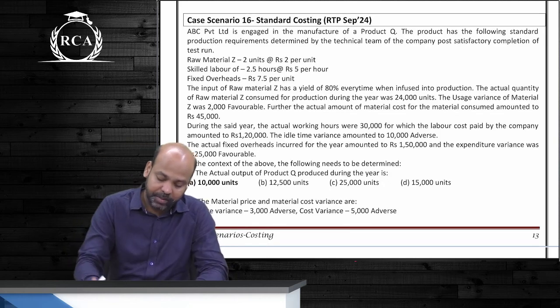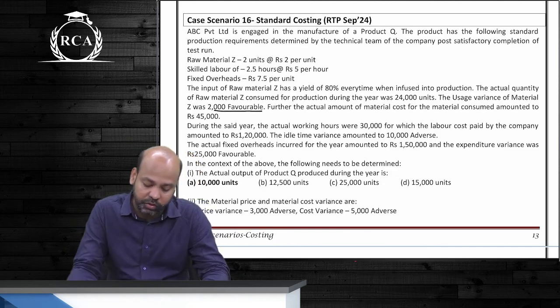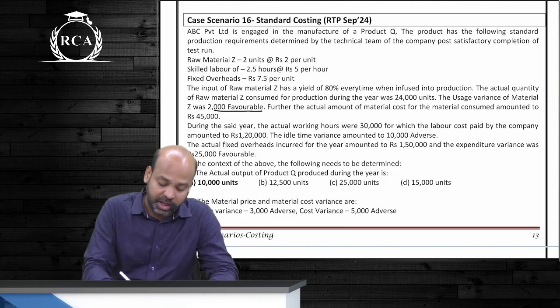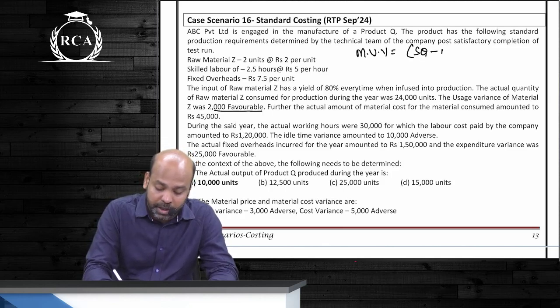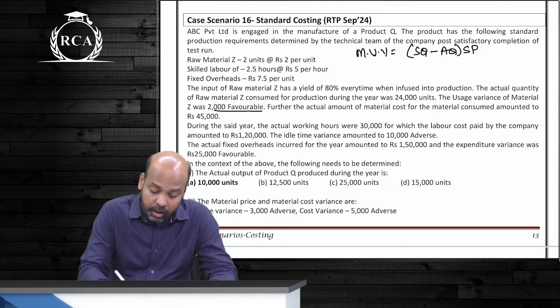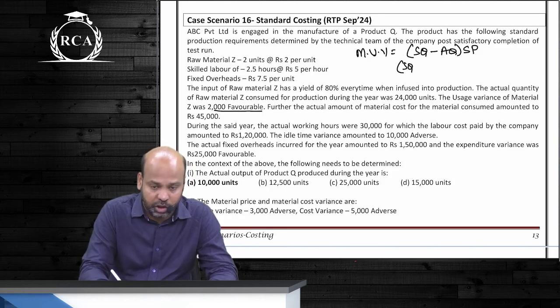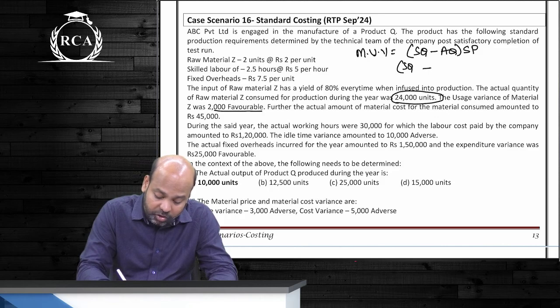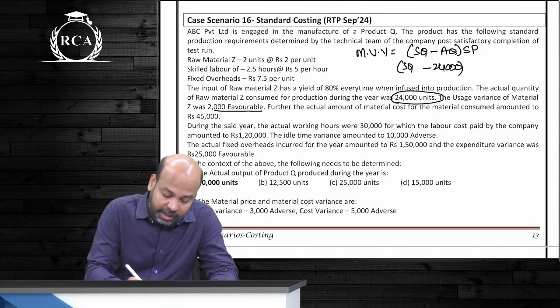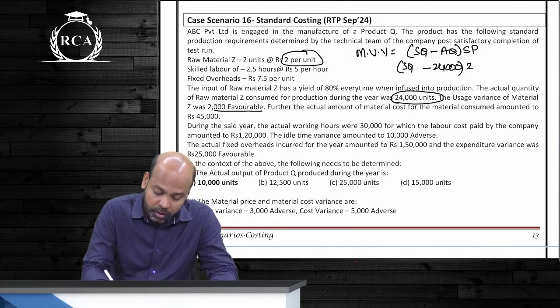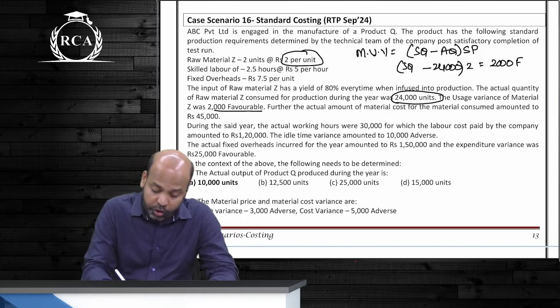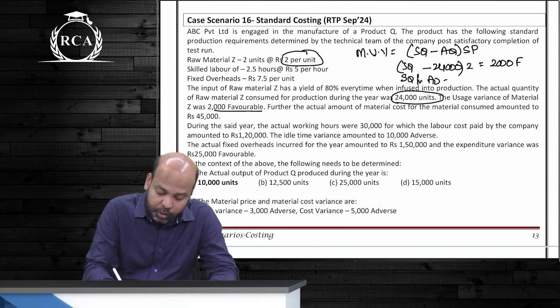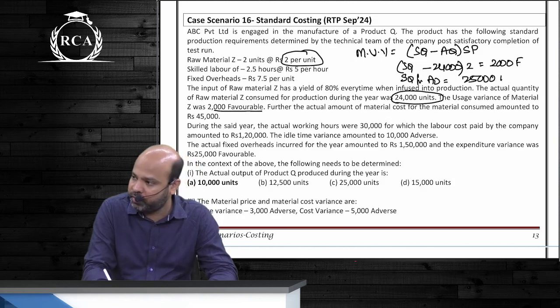Now here, beta, usage variance is given as 2000 favorable. How do you compute material usage variance? Standard quantity minus actual quantity, multiplied by standard price. I do not know standard quantity for actual output, but I do know that actual quantity consumed was 24,000, and the standard price per unit is given. This is equal to 2000 favorable, positive. So don't you think I'll get standard quantity for actual output as 25,000 units?